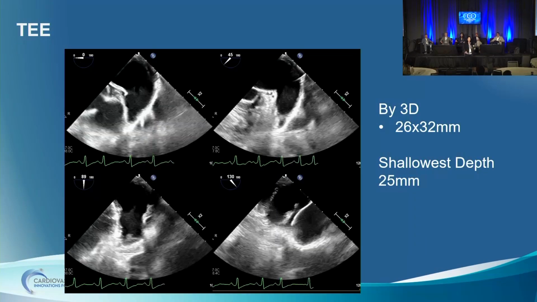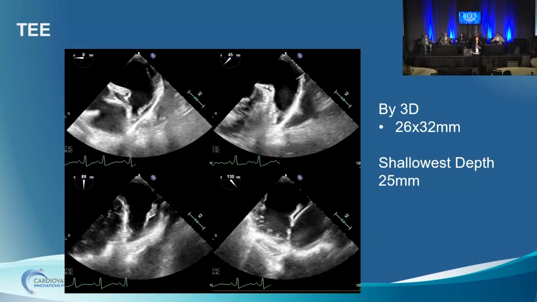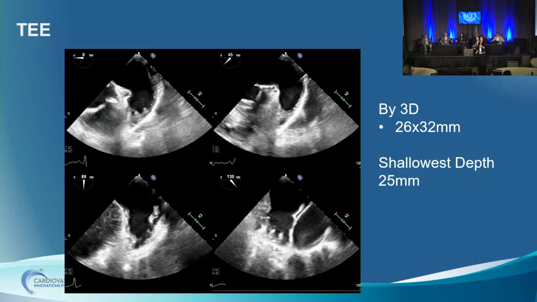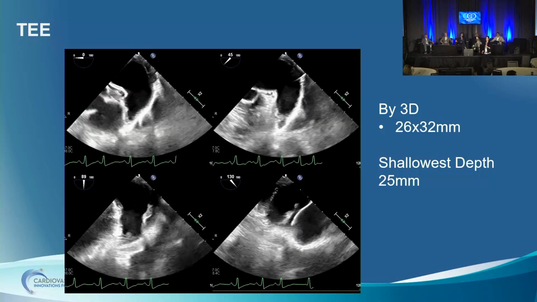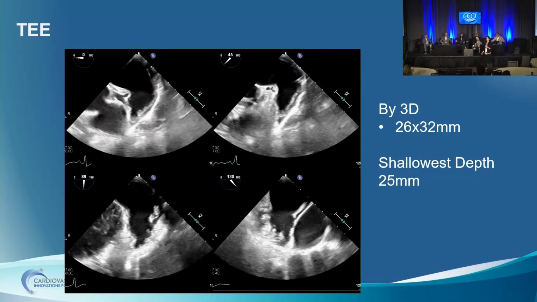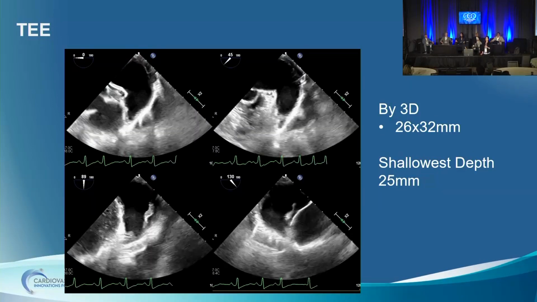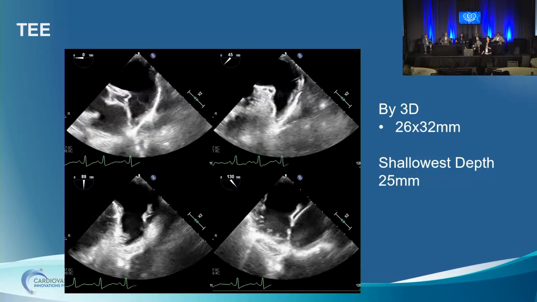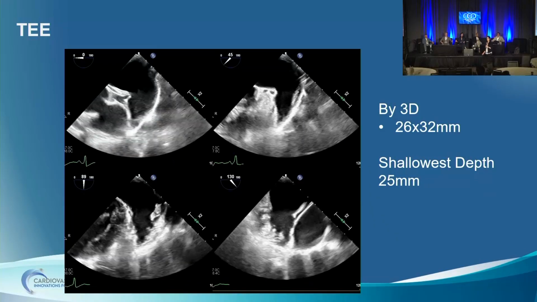Similarly on TEE, you can see the structure of this left atrial appendage. We've got adequate depth here. It does have a large ostium. By 3D, the measurements of the ostium were about 26 by 32, that was the min and max. And we have more than adequate depth. The shallowest depth that we measured was 25 millimeters.